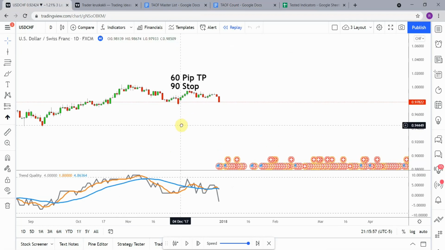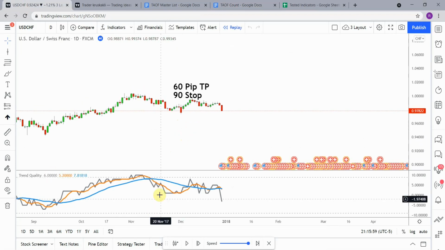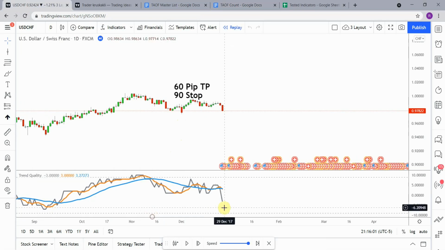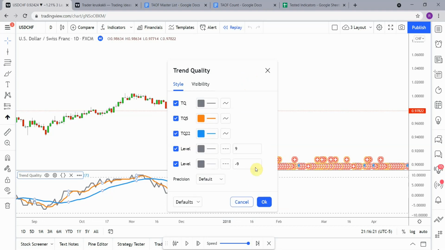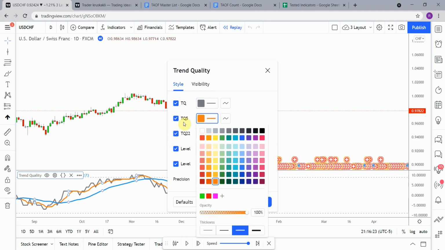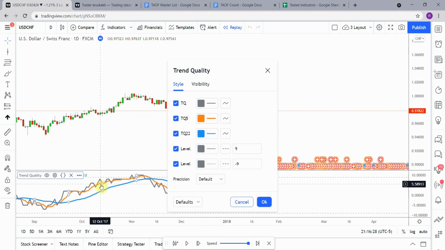Alright, so today's indicator is the trend quality indicator, and you can see it here on the bottom of the screen. I did go in and make a couple of changes to it. I bumped up the weight of each of these lines, the TQ, TQ5, and TQ22, from the thinnest line to a nice bold line. And I changed this TQ5 from yellow to an orange line, so hopefully that'll make things stand out just a tad bit better.